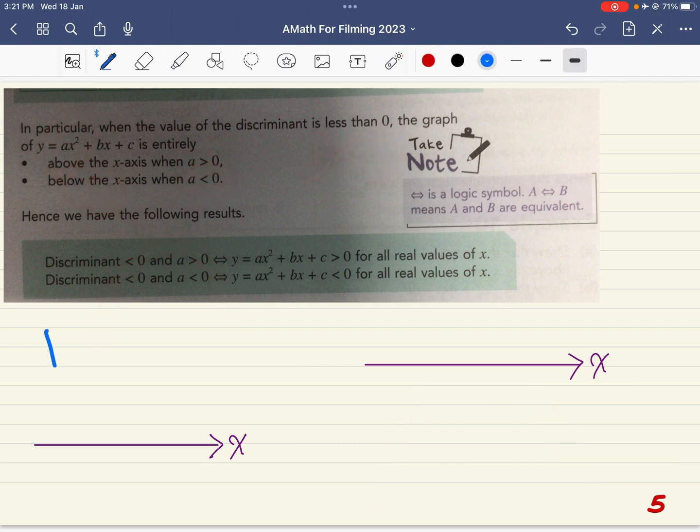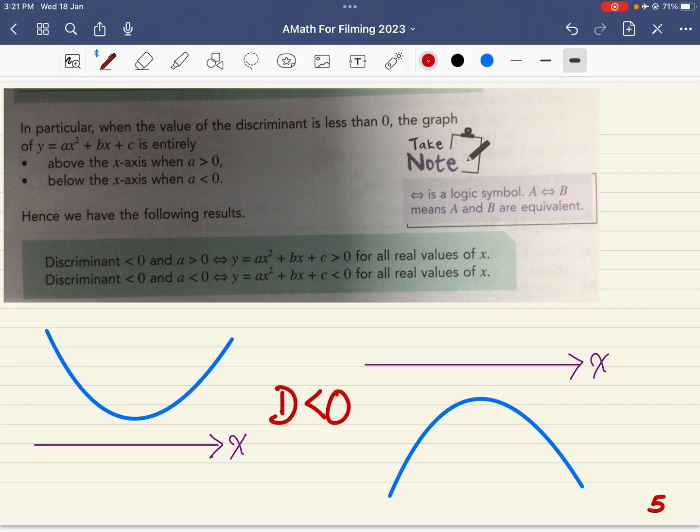So the two cases for this will be here. The first case is like this, completely above the x-axis. The second case will be completely below the x-axis. For both of these cases, it will imply that my discriminant D is less than 0. No real roots, no intersection with the x-axis.